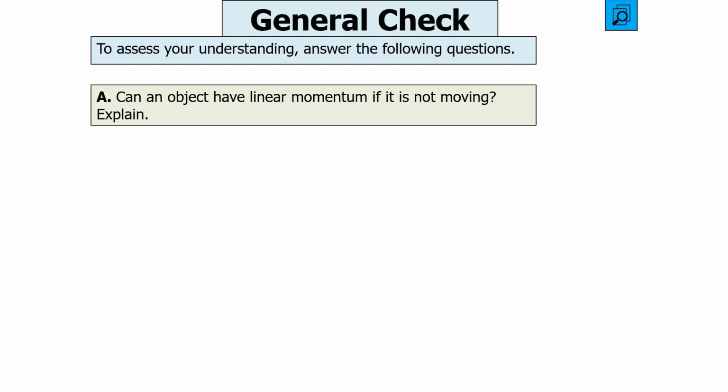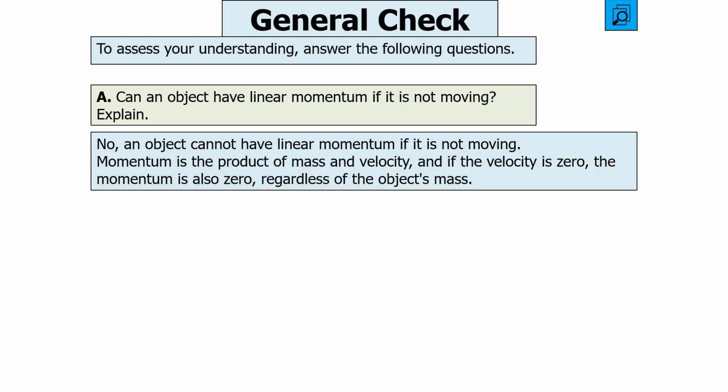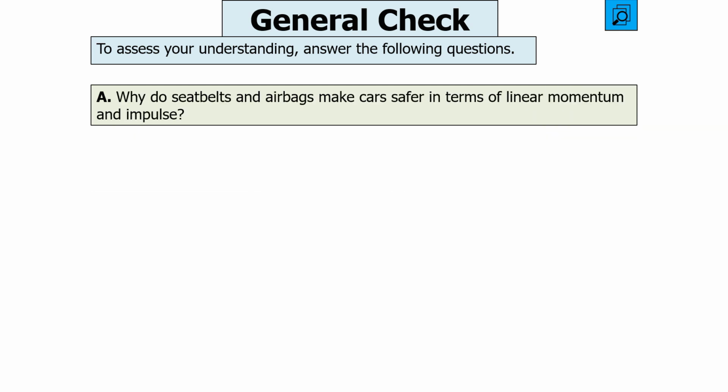Can an object have linear momentum if it is not moving? Explain. Pause the video now, then unpause the video when you want to go through your answer. No, an object cannot have linear momentum if it is not moving. Momentum is the product of mass and velocity, and if the velocity is zero, the momentum is also zero, regardless of the object's mass.